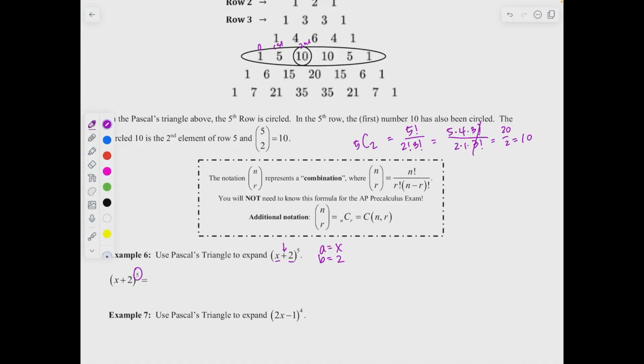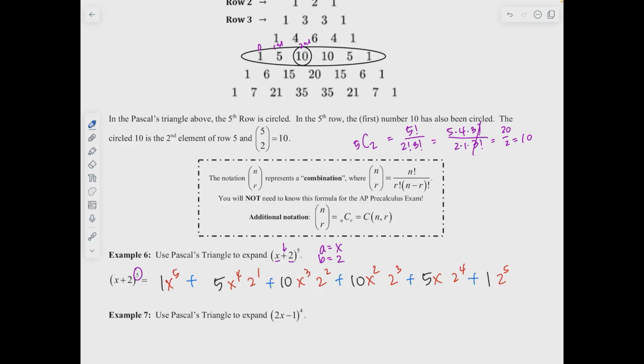The first thing I'm going to put down is my coefficients. Because it's to the fifth power, you're always going to have one more term. So 1, 5, 10, 10, 5, 1. That's where the rows came from. Okay, it goes x to the fifth, x to the fourth, x to the third, x squared, x, and it goes 2 to the fifth, 2 to the fourth, 2 to the third, 2 to the second, 2 to the first. All I did was go in increasing, decreasing order. I'm going to separate them with plus signs.